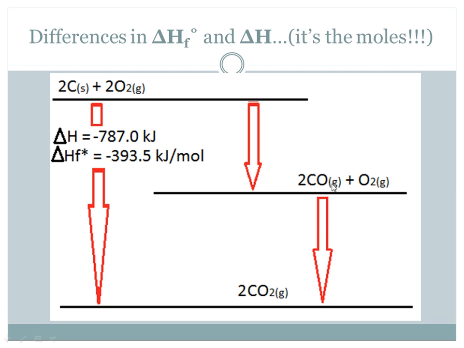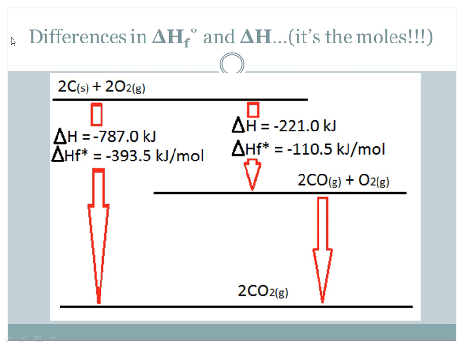Now, if we do the same thing and look here at 2 carbon plus 2 oxygen making 2 carbon monoxide plus 2 oxygen, again, you've got a delta H of formation, but you've got 2 moles of each, so you have to multiply everything by 2. Same thing going from 2 carbon monoxide plus oxygen to 2 carbon dioxides. Here, we don't actually have a delta H of formation, so we just have a delta H, which we got from the difference of this delta H and this delta H.